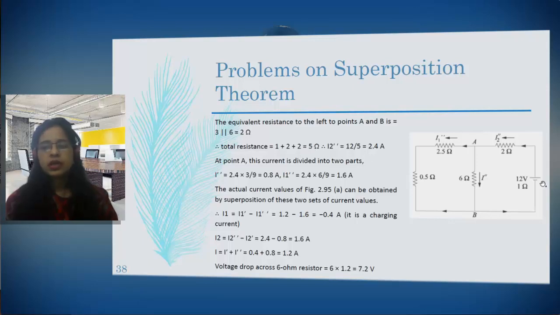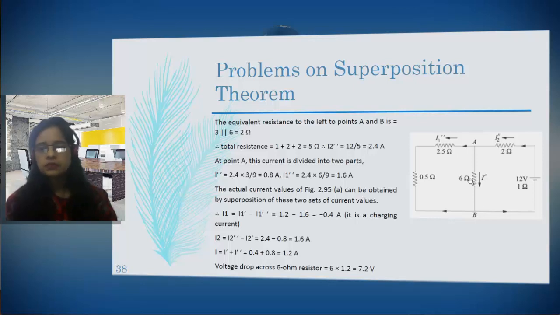Now what is the current flowing? I2 double dash will be equal to the voltage 12 volt divided by the total resistance. So it is 12 by the total resistance, that is 5, which will give you 2.4 ampere. So we have obtained I2 double dash. Now we need to find I1 double dash and I double dash.